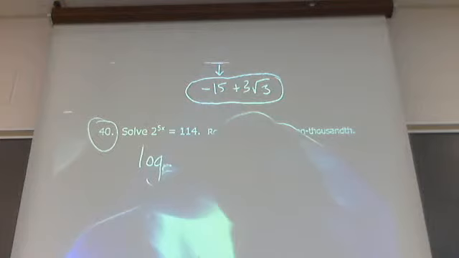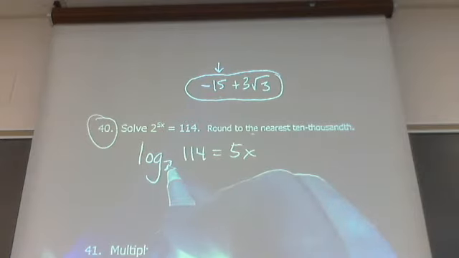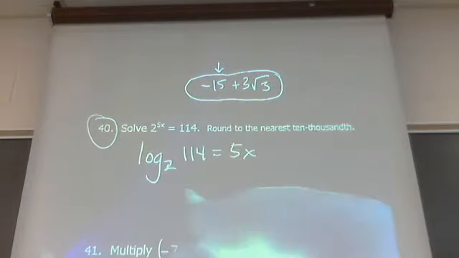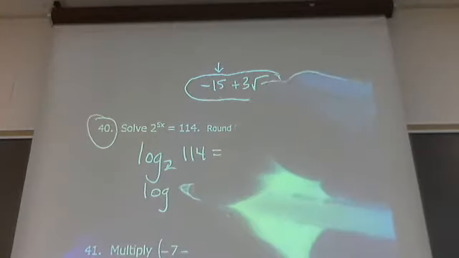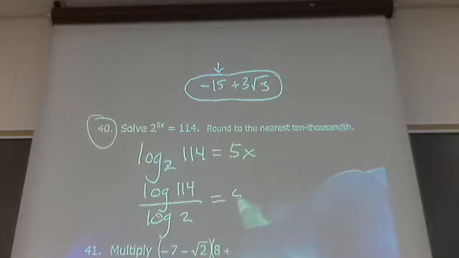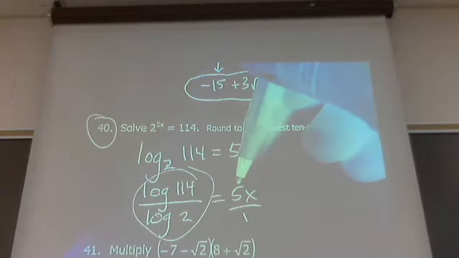Log base 2 of 114 equals 5x. Focus. You need this to be in a usable form. Right now, it's not in a usable form. So that'd be log 114 over log of 2, equals 5x. But the base is still going to be 10, right? Yep. Right, so whatever this number is, what are you going to do, Mr. Flores? Divide by 5. That's an excellent choice.